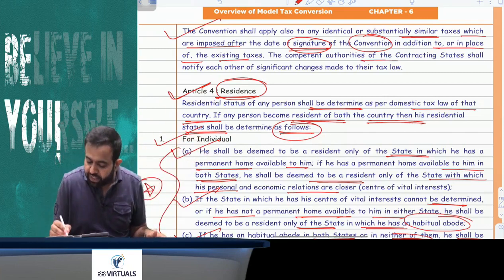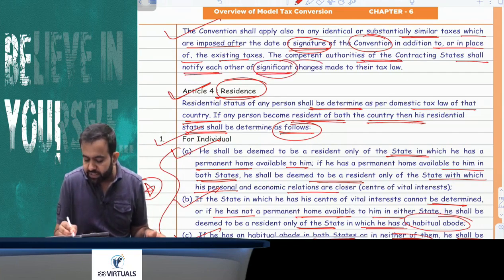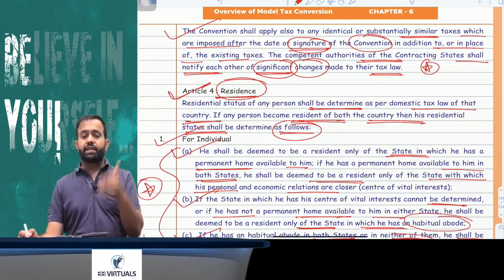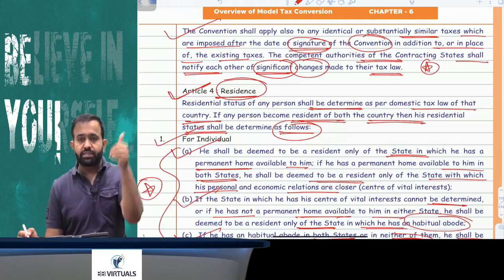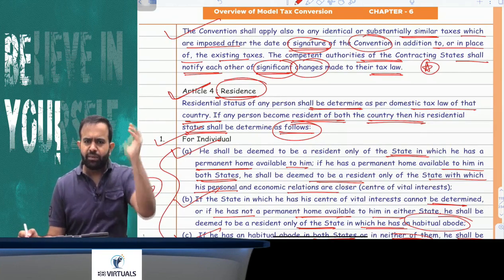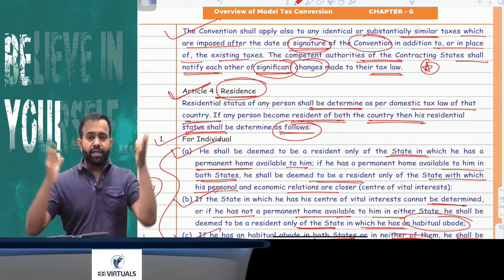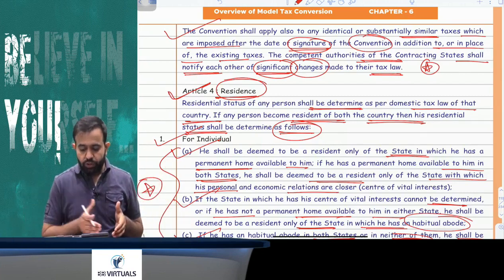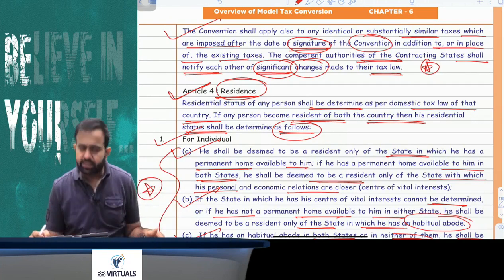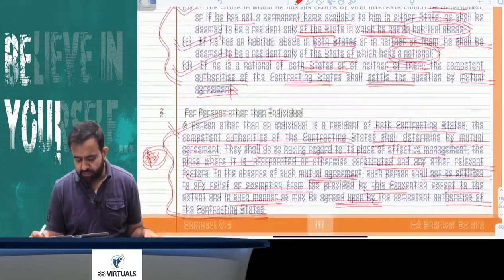In that case, the competent authority of each contracting state shall notify the other of significant changes made in their tax law. So they will intimate each other that in India we made changes in tax law, and due to that there is a new tax. The convention is also applicable to any new tax that is substantially similar or identical to the existing taxes. This is article number 2. So article number 2 is about taxes covered, like which types of taxes are covered and all.